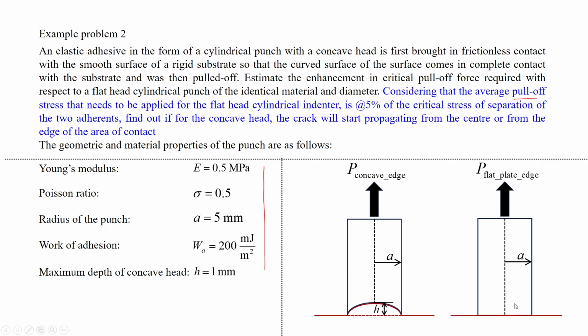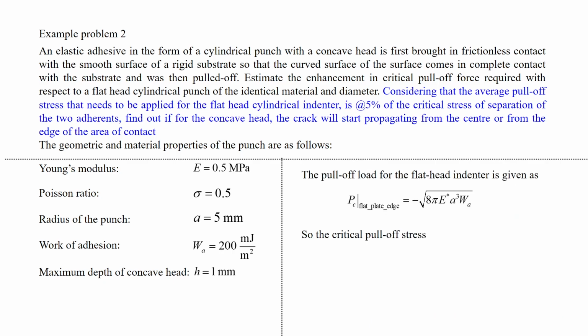That means that if the pull off load required to separate this punch from this elastic half space is smaller for the edge propagation than for the crack propagation from the center, then the separation will occur from the edge only. If the pull off load at the edge is smaller than at the center, then it will start propagating from the edge only. So, basically that is the idea.